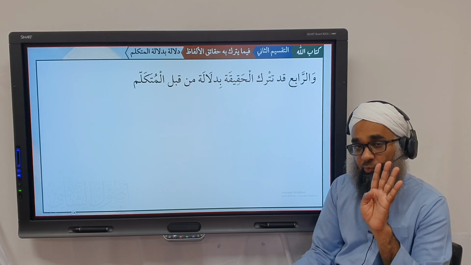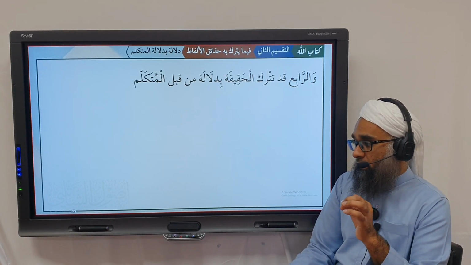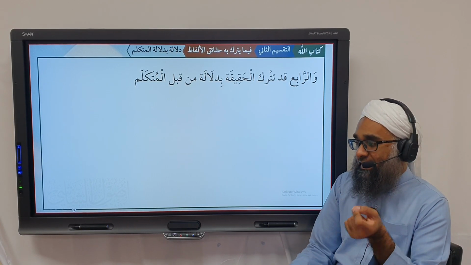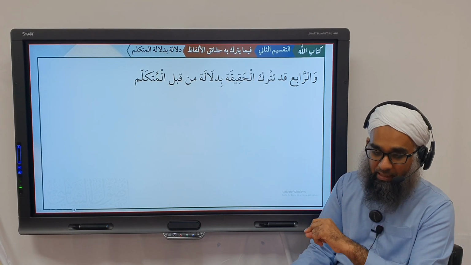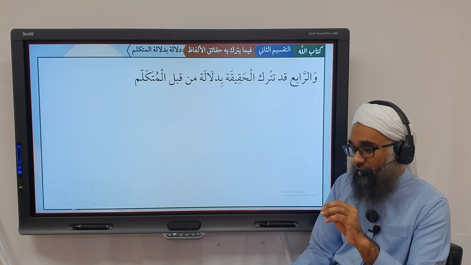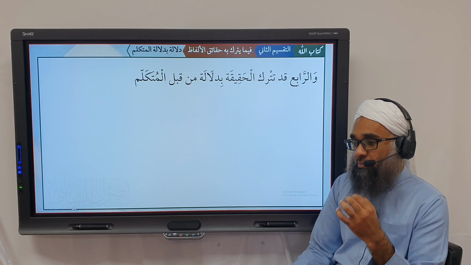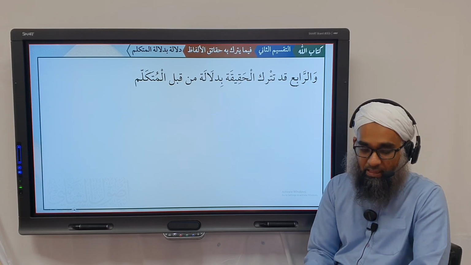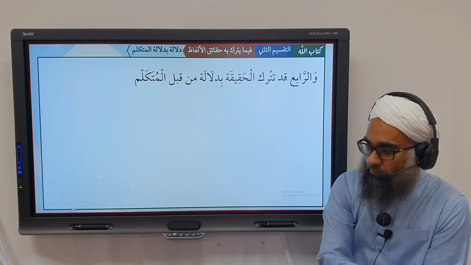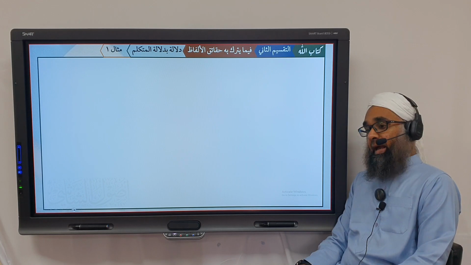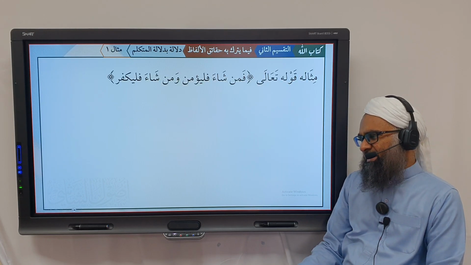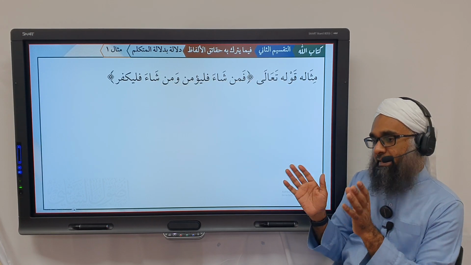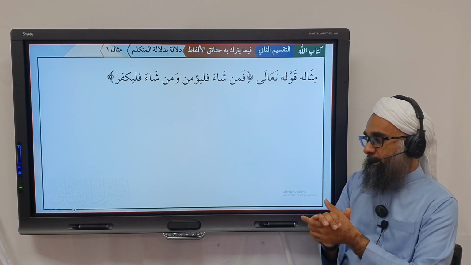Rabi', the fourth place where the haqiqah is left is bidalalatin min qibal al-mutakallim. That the mutakallim himself denotes that what's meant, the haqiqah is not meant, the majaz is meant. Okay. Example. Now, let me explain the masala, and then after I will tell you what the ishkal is in here.